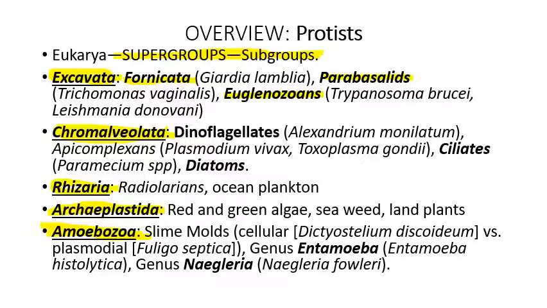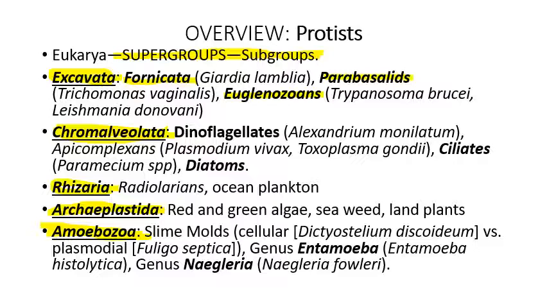So these are subgroups, and we're going to learn one or two members from each of these subgroups, and those are what you need to memorize. Unfortunately, you also need to memorize just well enough to be able to recognize the names on a multiple choice test. You have to know that these individual organisms belong to the Fornicata or the Parabasalids or the Euglenozoans. And in turn, you have to know that the Euglenozoans, the Parabasalids, and the Fornicata are all members of the supergroup called the Excavata.